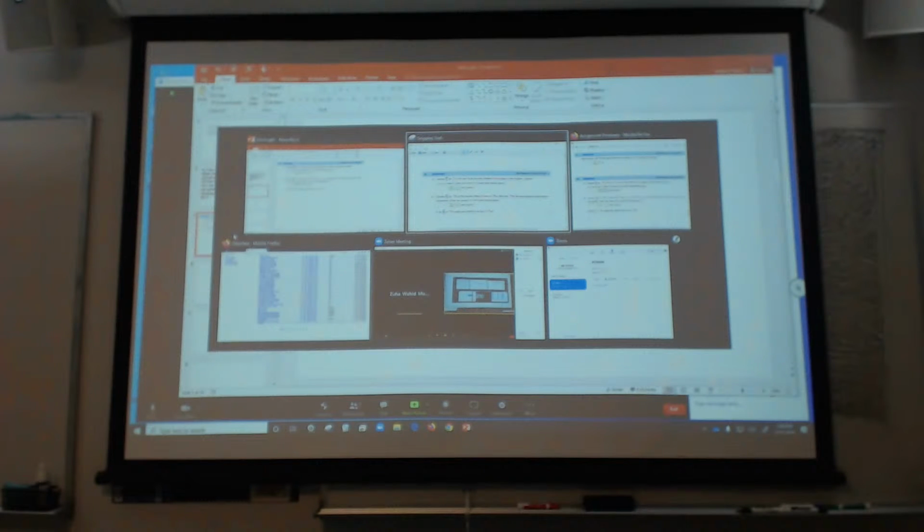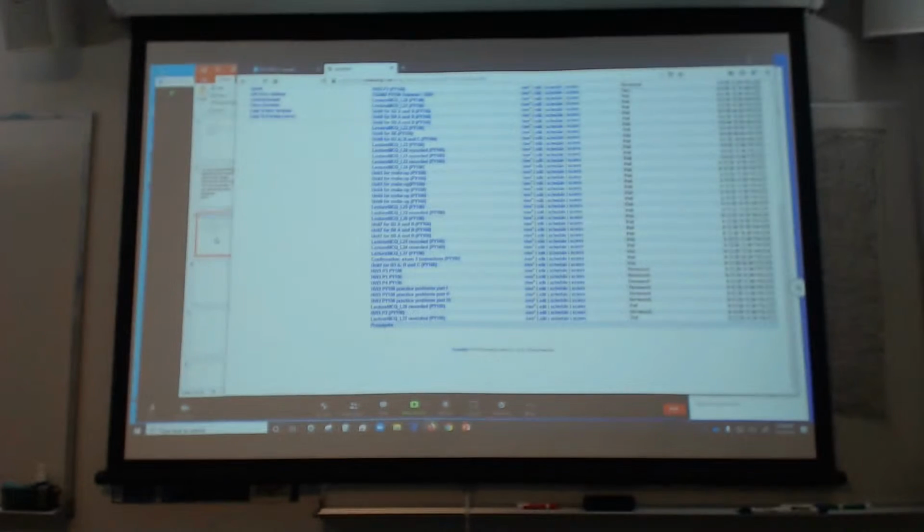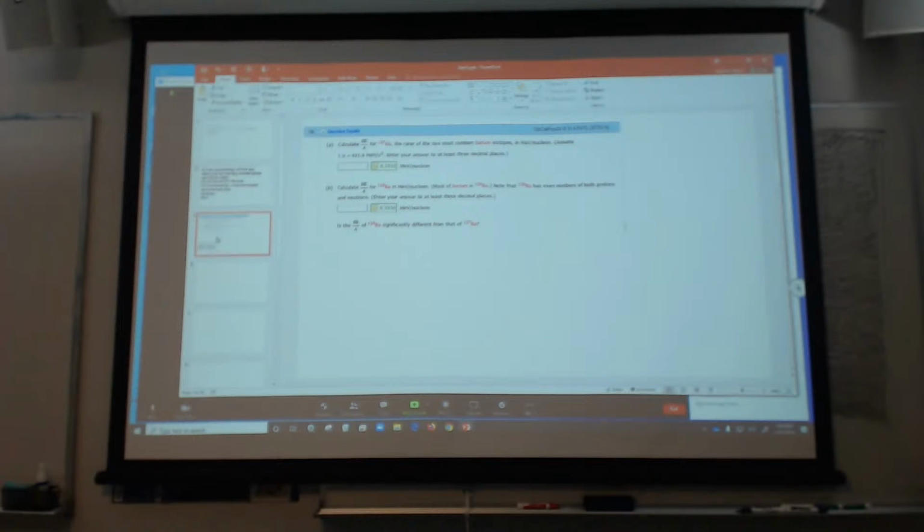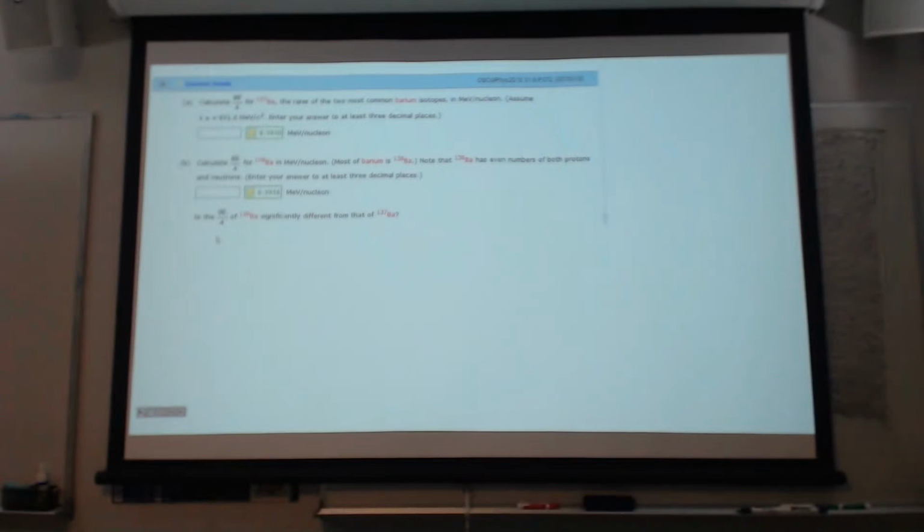I have 80 times the mass of a proton plus 80 times the mass of an electron plus 119 times the mass of a neutron, subtracted the atomic mass from that, and then multiplied the whole thing by 931.5. And what did you use for atomic mass? 199.